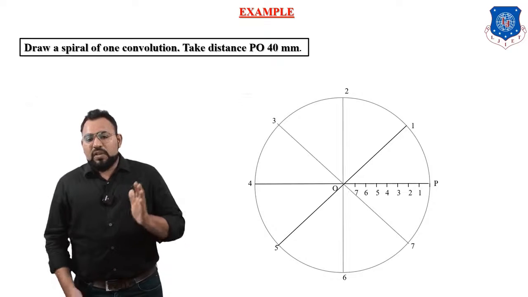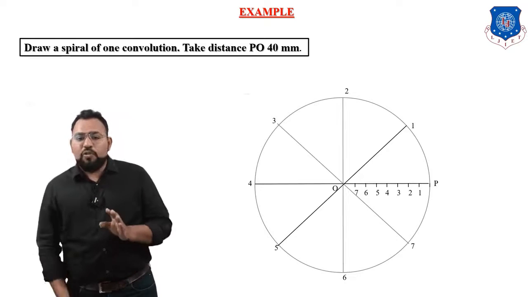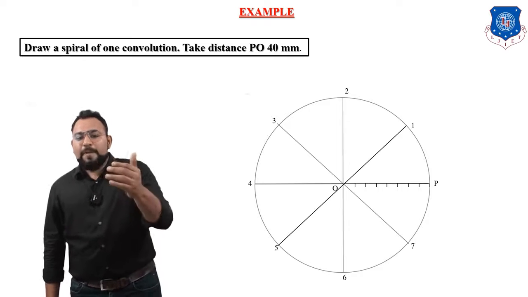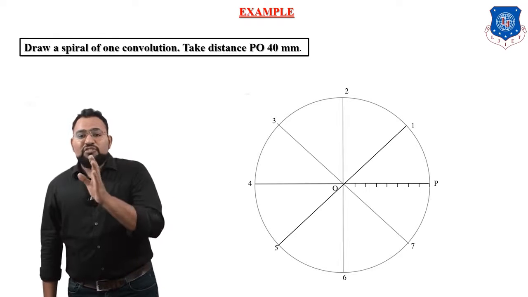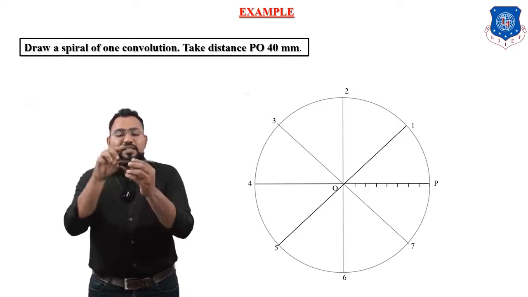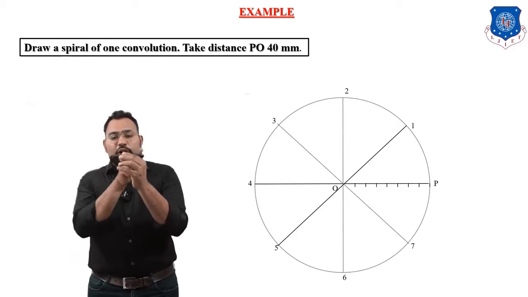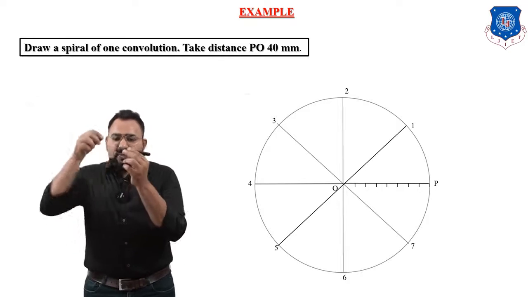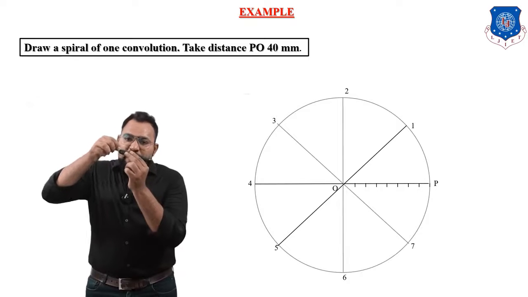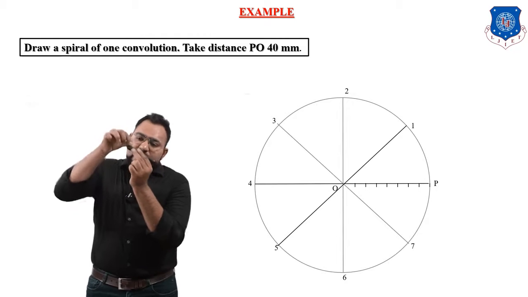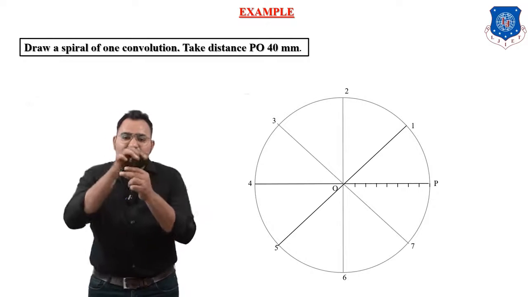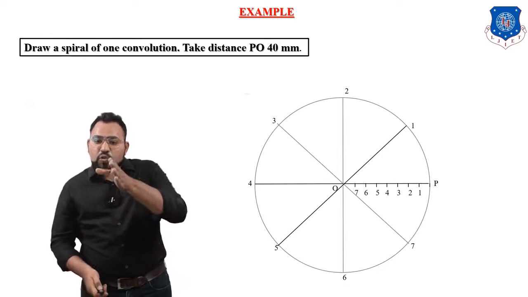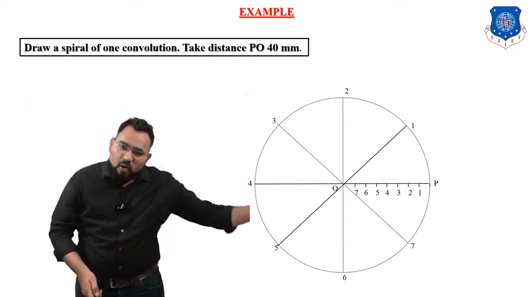Now how to give numbering? Here we are assuming that point P is traveling from the outside. Let's say this is OP, this is the fixed point O and this is the point P. As the line is revolving, this point P is moving towards O. So we will give numbering something like this: P, 1, 2, 3, 4, 5, 6, 7 and O.